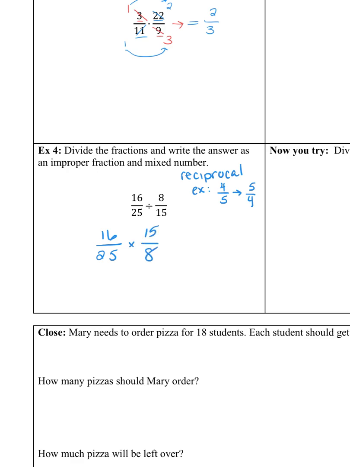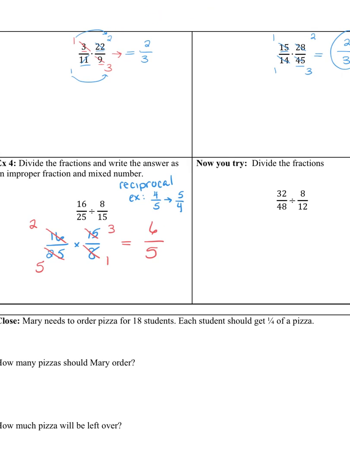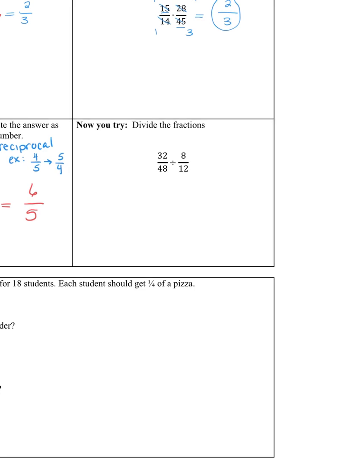So this is a really good example of where we're not always going to have a 2/3 outcome, like in the last two. So looking at the 16 and the 8, they are both divisible by 8. Now the 15 and the 25 aren't necessarily divisible by 15, but they are divisible by 5. 15 divided by 5 is 3. 25 divided by 5 is 5. And now I can multiply. 2 times 3 is 6. 5 times 1 is 5. So try the next one on your own.